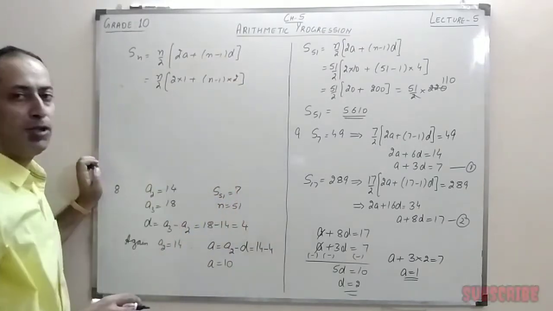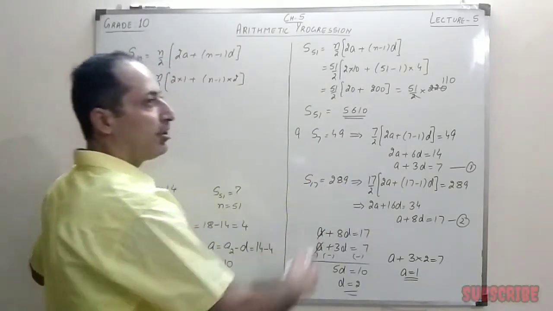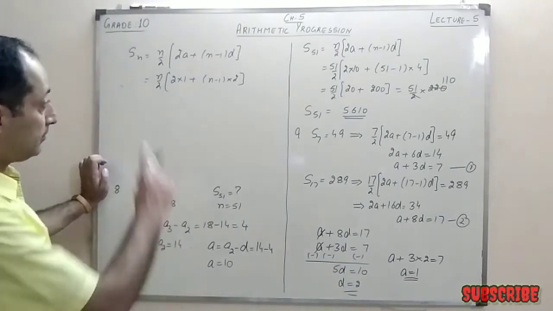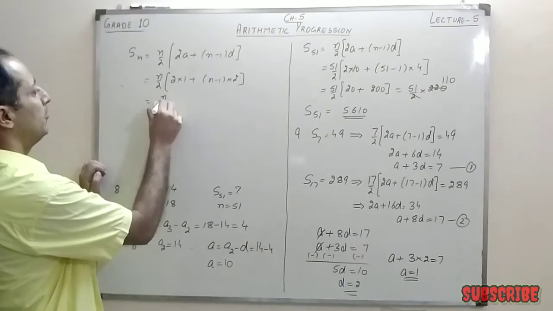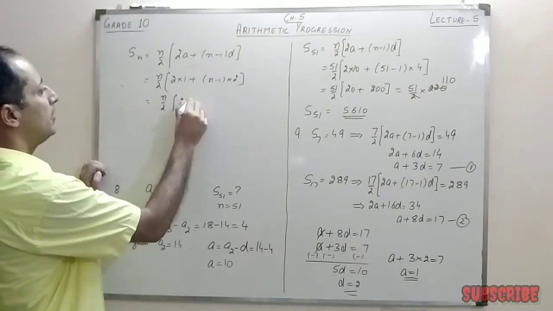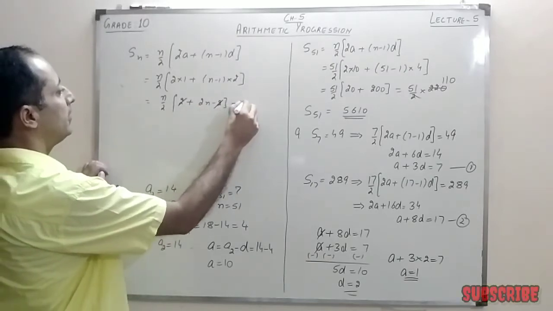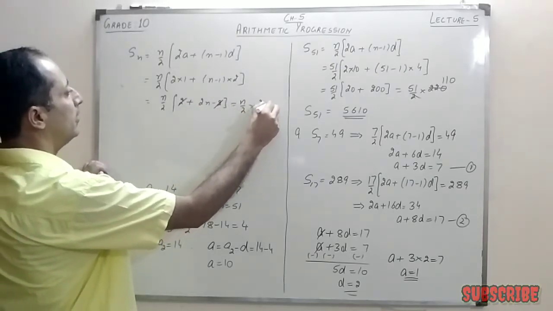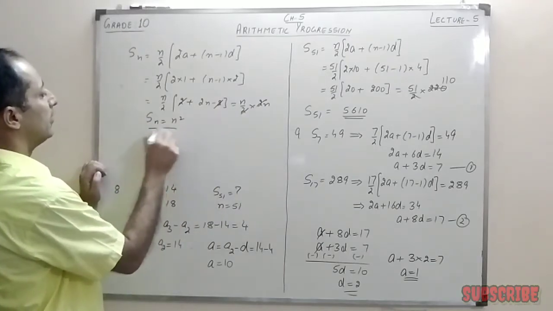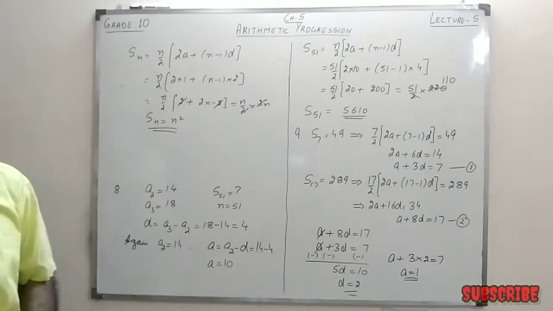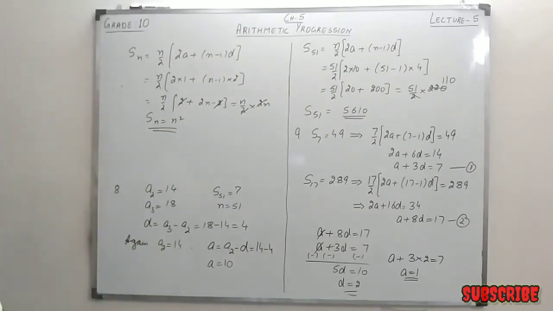See, in the beginning I told you 7, 7 square, 17, 17 square. It means the answer should be n square. Let's check whether it is right or wrong. So this is n by 2 into 2 plus 2n minus 2. This 2 cancels. What I am left with is n by 2 into 2n. Again 2 cancels and I get S equals n square. So this is what I told you in the beginning about the answer. Right? Now let's take the next question of this exercise.